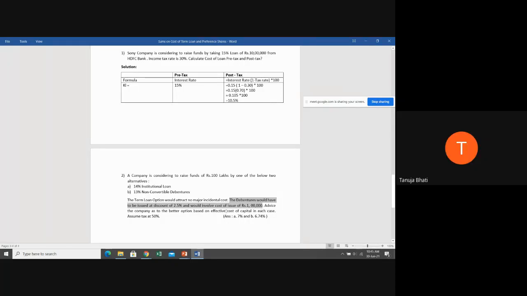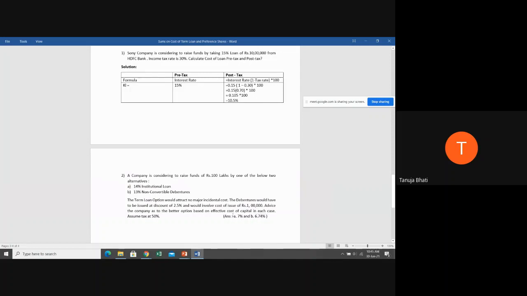Okay. Next is what? Into 1 minus tax rate. So what is the tax rate you're going to take? 50%. So you get 0.50 into 100. So when you solve the KD, you will get your answer as 6.74%.